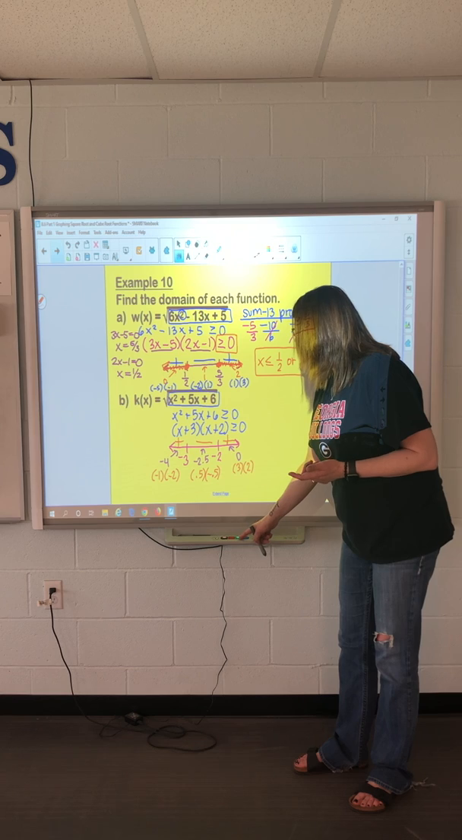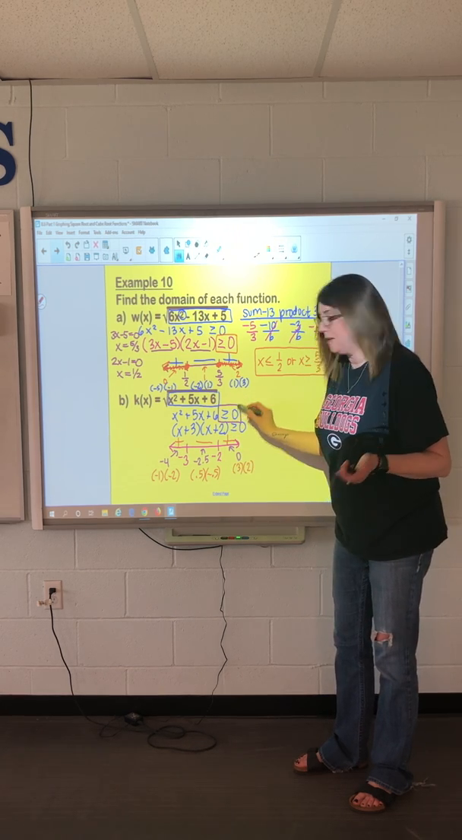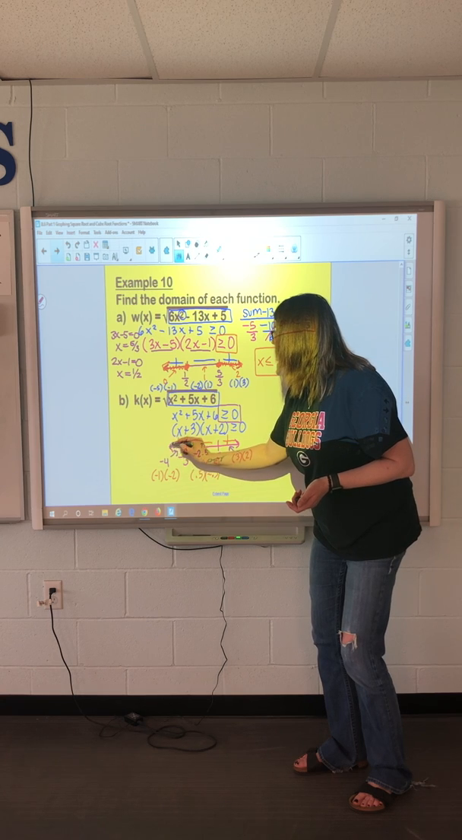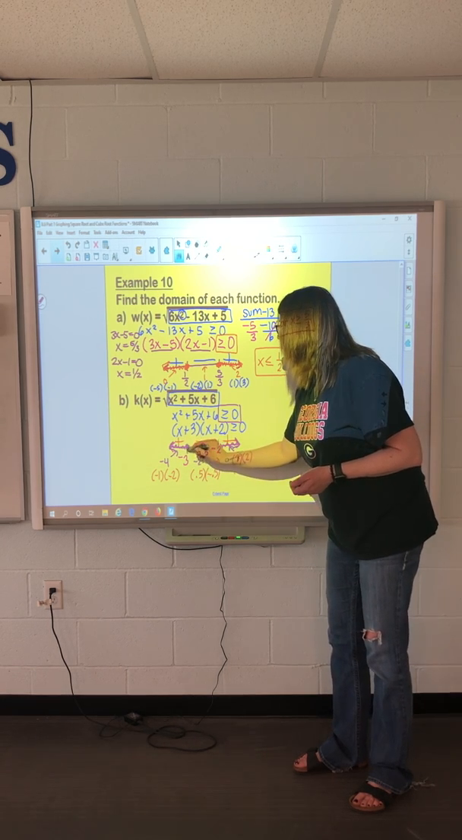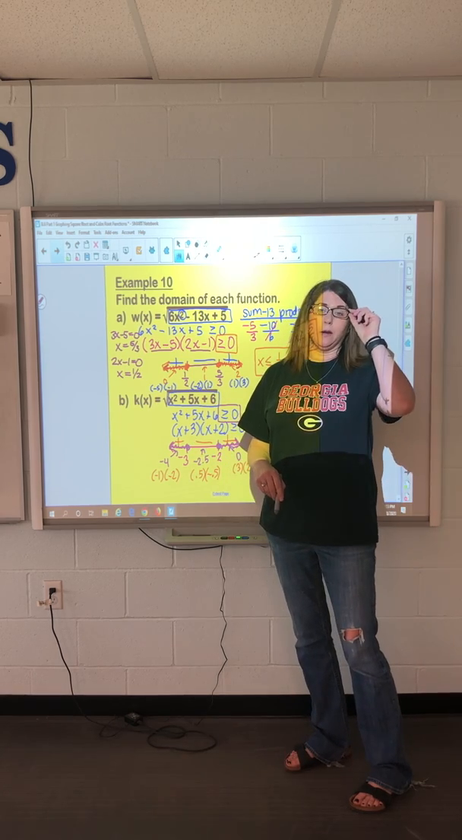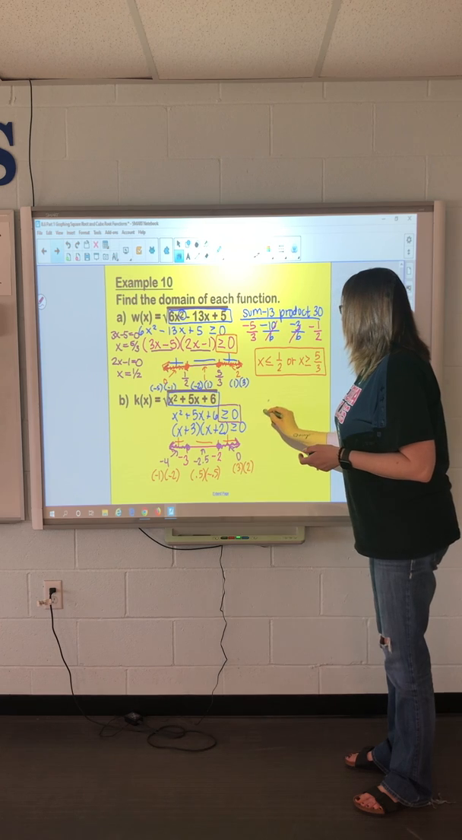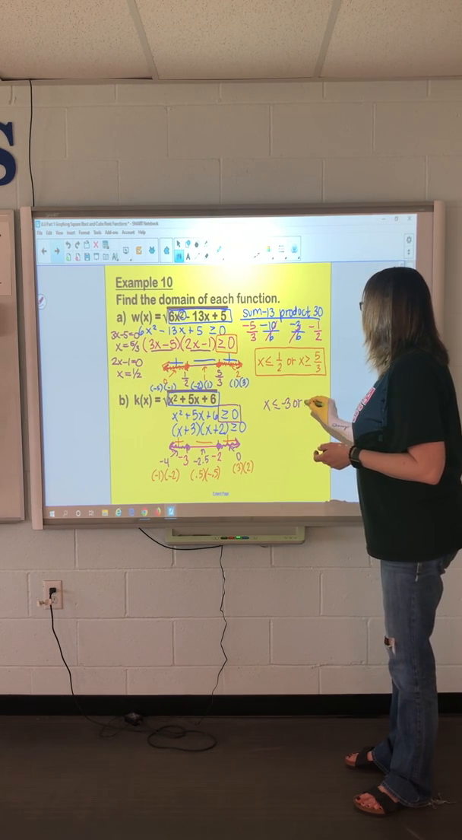So I'm going back to that, and I'm saying, hey, what did I want? I wanted positives. So I'm going to be over here on the left, over here on the right, and I get to include the negative 3 and the negative 2 because I have the or equal to bar. So how do I write the answer? X is less than or equal to negative 3, or X is greater than or equal to negative 2.